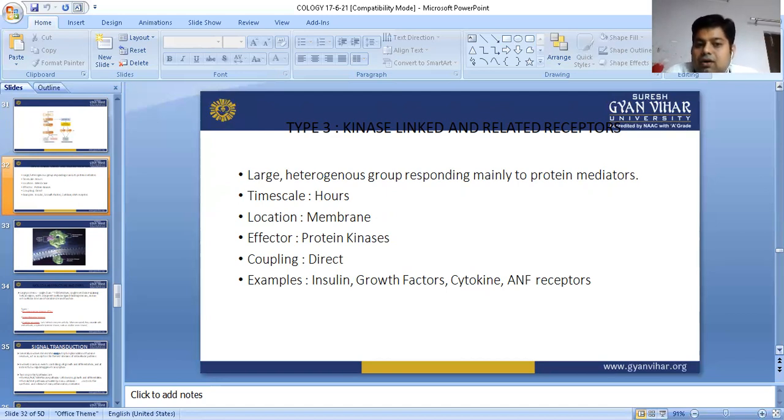Very important: insulin receptors belong to which kind of family? They are an example of kinase linked receptors. This question has been asked in the drug inspector exam as well as the GPAT exam.